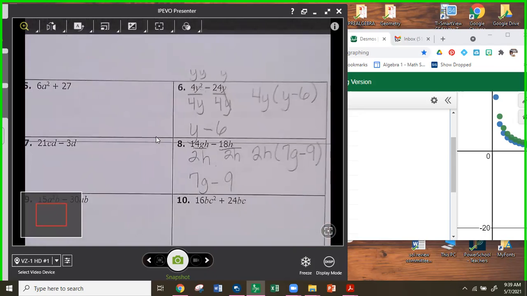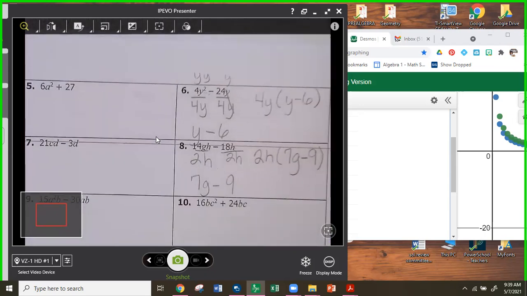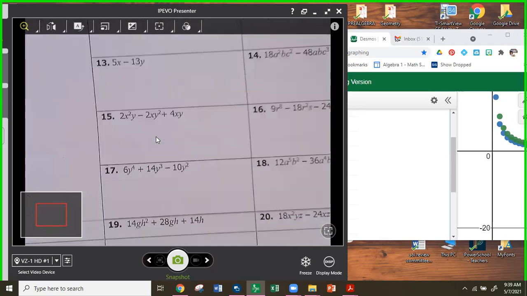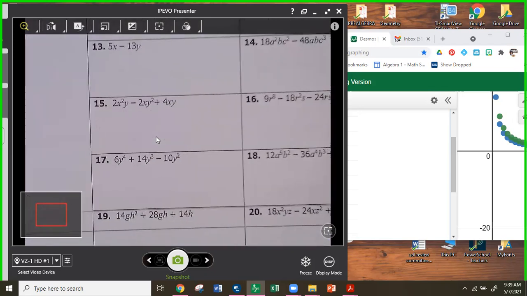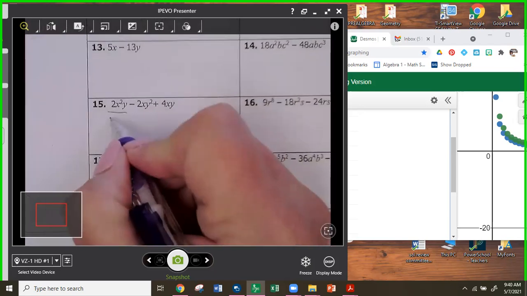Okay, let's skip down. We're going to do number 15. So what can I take out of a 2 and a 4? Let me tell you one thing though. It can't be bigger than any of the numbers. So we couldn't say 4 because 4 is bigger than those 2's, but I can take out a 2.